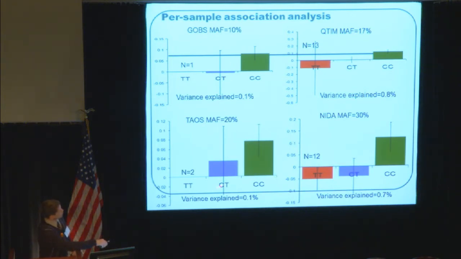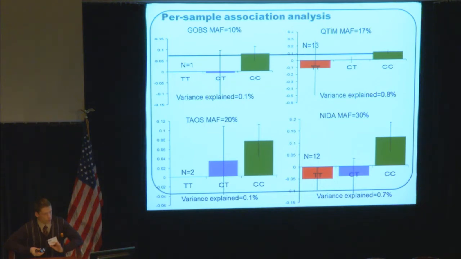So we can see that in all four cohorts, we actually have a trend towards significance of the association. And in fact, it is significantly associated in Q-team, but the variance explained by the genetic variance is rather small, so the association is only reaching suggestive significance in both GOB's and Tao's cohorts. And I think it is significantly associated in the NIDA cohort, so we can still fit the linear model rather nicely.